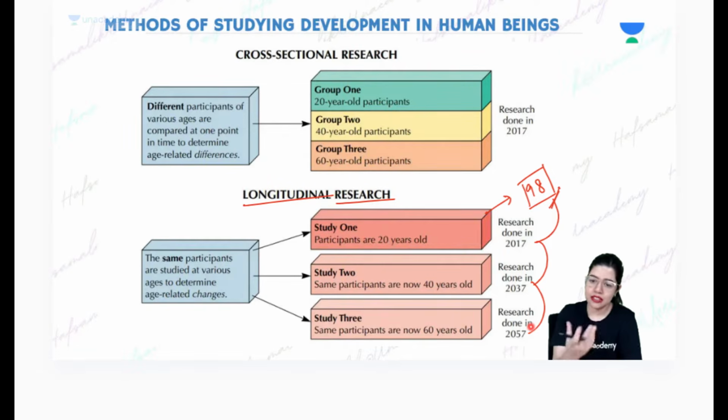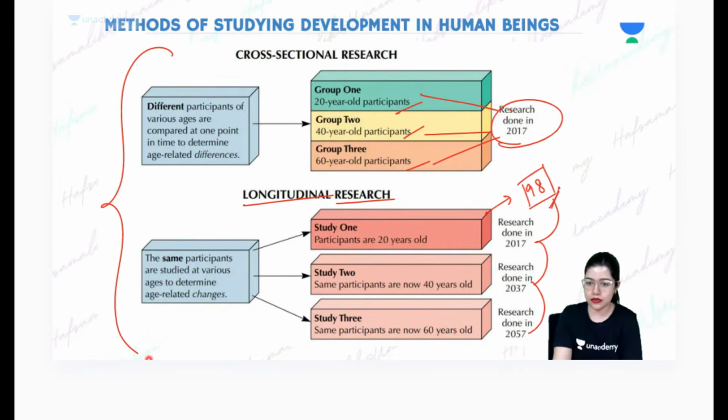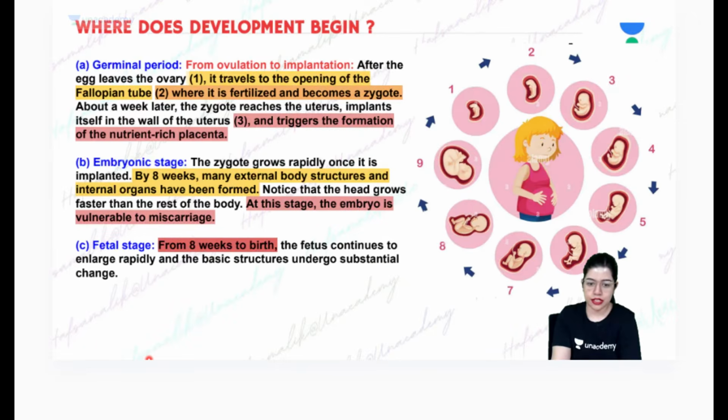Cross-sectional is simply that here, instead of taking one age group, I take 3 different age groups and I compare them and I study them only once. ठीक है? अब ये क्या कर रहे हैं हम? 20-year-old participants, 40-year-old participants and 60-year-old participants को सिर्फ हम 2017 में study करेंगे. Here it is depicted really nicely, so I have attached. Chalo guys, with that, let's get started.